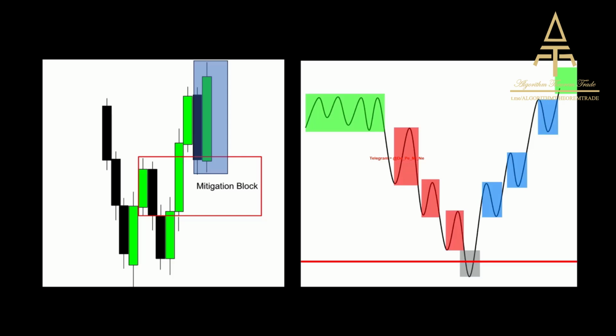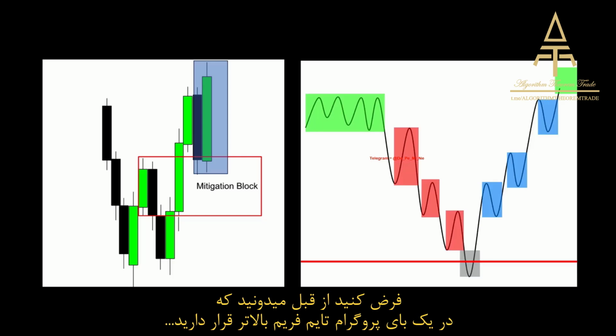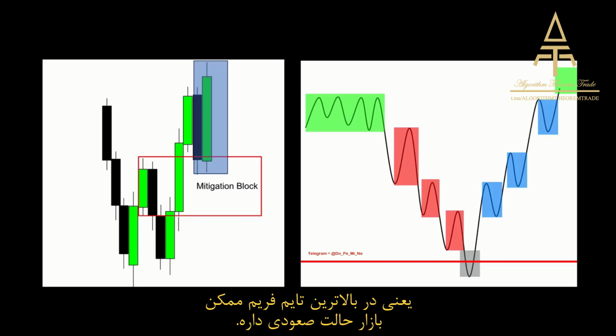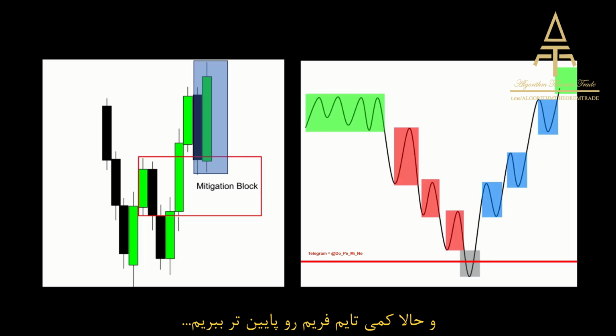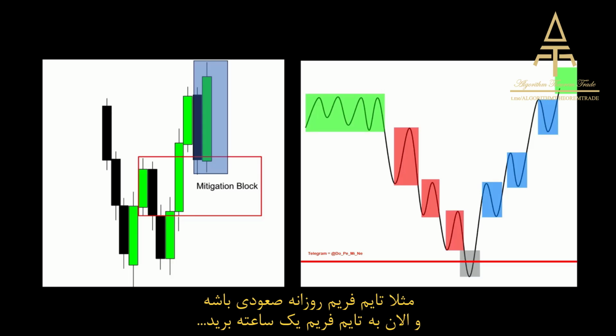Now, imagine the following. Imagine knowing that you're in a higher time frame buy program. So that means on the highest possible time frame, the markets are bullish. And you go into a bit of a lower time frame. For example, let's say that you're bullish on the daily time frame and you go into the hourly time frame.